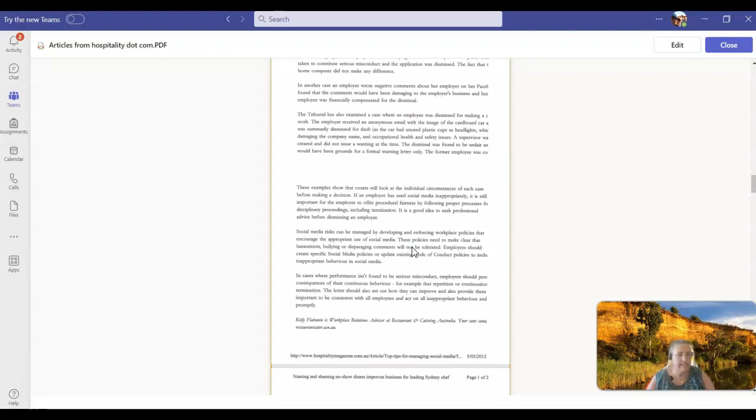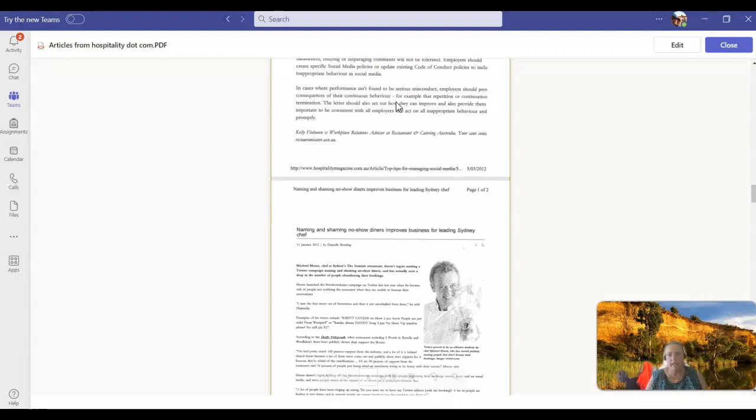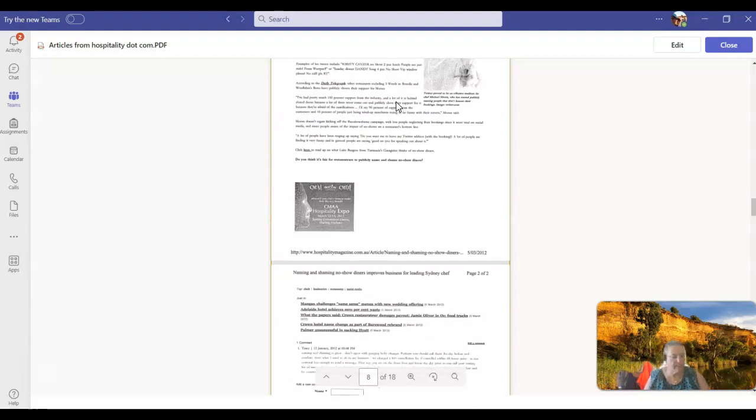So again, there needs to be a very clear direction within the business as to what is and isn't allowed, and who is allowed to post, who isn't allowed to post, etc. As it says down here, social media risks can be managed by developing and enforcing workplace policies that encourage the appropriate use of social media. So more evidence that you might be able to incorporate into your investigation.